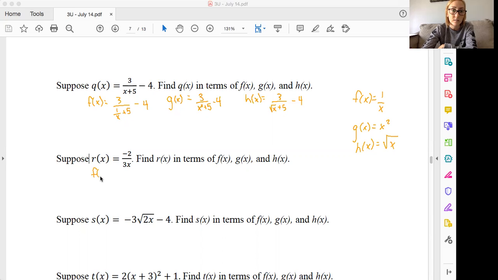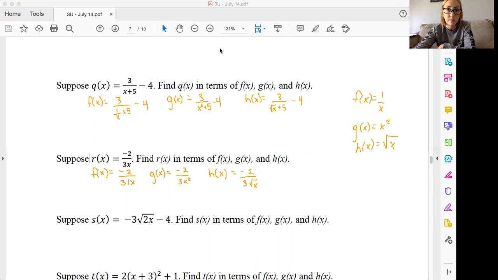So f of x will be -2 times 3 over x. g of x is going to become -2 times 3x squared. h of x is going to become -2 times 3 square root of x. Okay, I'm going to leave the last few for you to try out on your own.